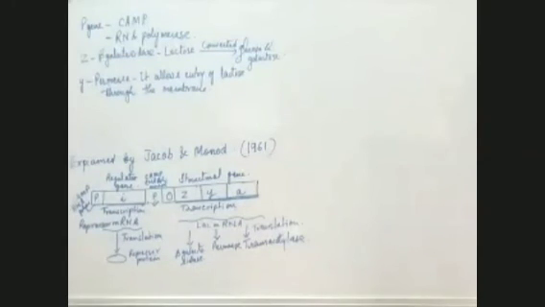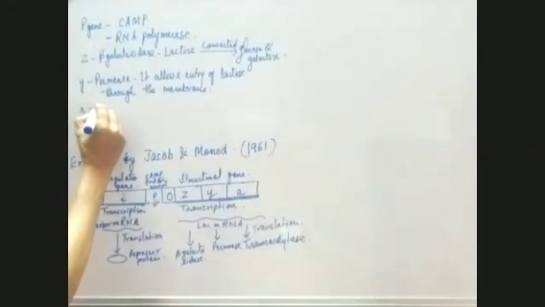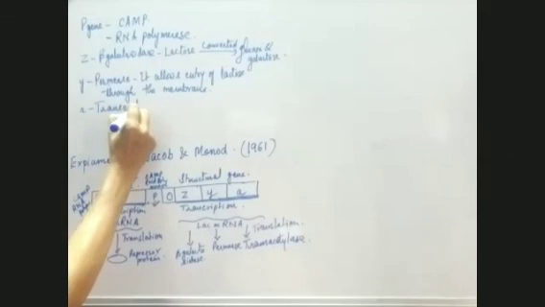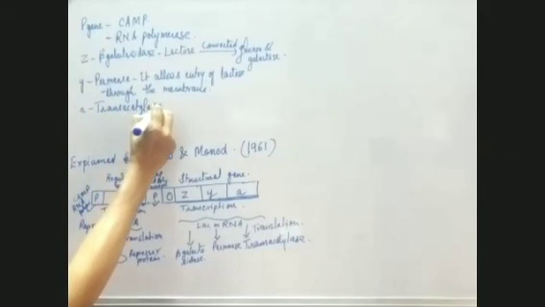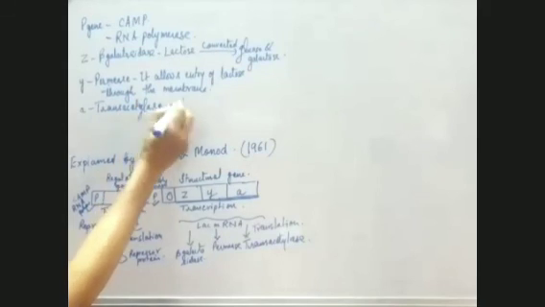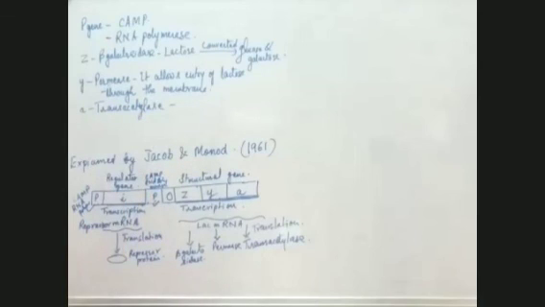Then we have the third enzyme, from the third structural gene A. It releases transacetylase. The function of this is to metabolize. Lactose enters the cell.